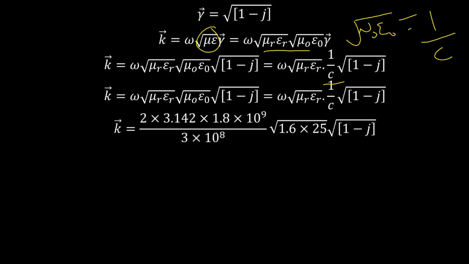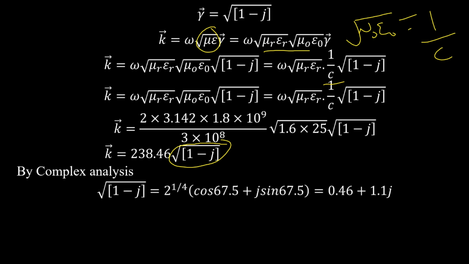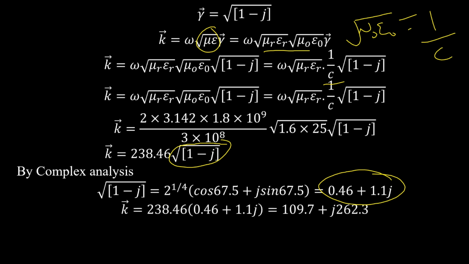If we put in our parameters, this is going to give us the value for K, and now we can expand this using de Moivre's theorem. That's a complex number, so it is (1 minus j) to the power of 1/2. We can expand this by first converting to polar form and applying de Moivre's theorem. So it's going to give us this value. Our final answer for K should be this. This is our required propagation constant.